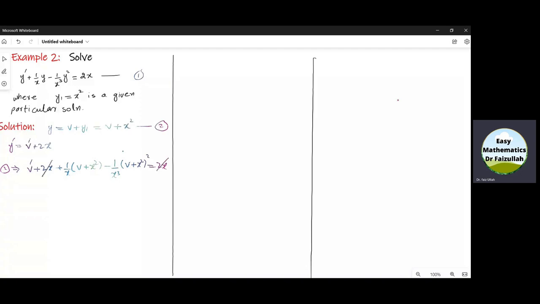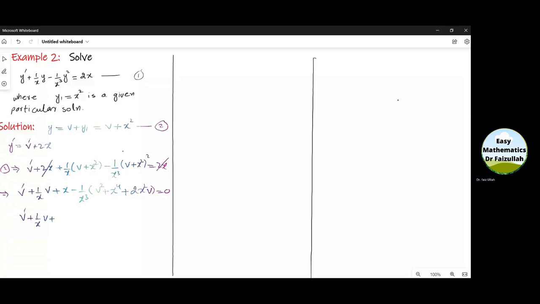2x will cancel with 2x, and let us further simplify this. So we have v dash plus 1 over x v plus x minus 1 over x cube v square plus x minus 2x square v equal to 0. And if we further simplify this, we have v dash plus 1 over x v plus x minus 1 over x cube v square minus x minus 2 over x v equal to 0.